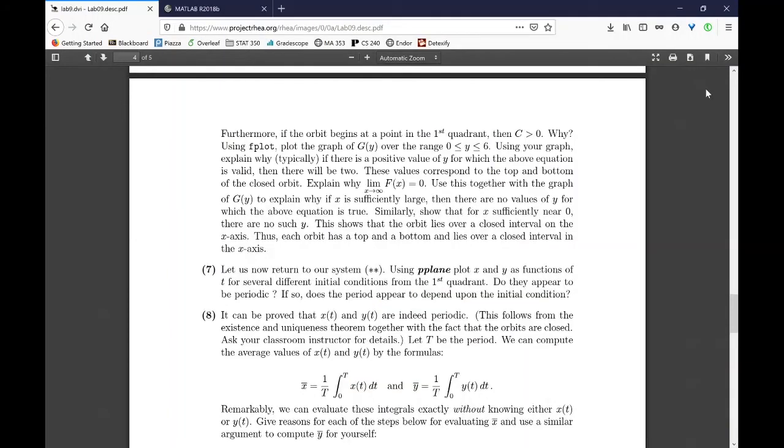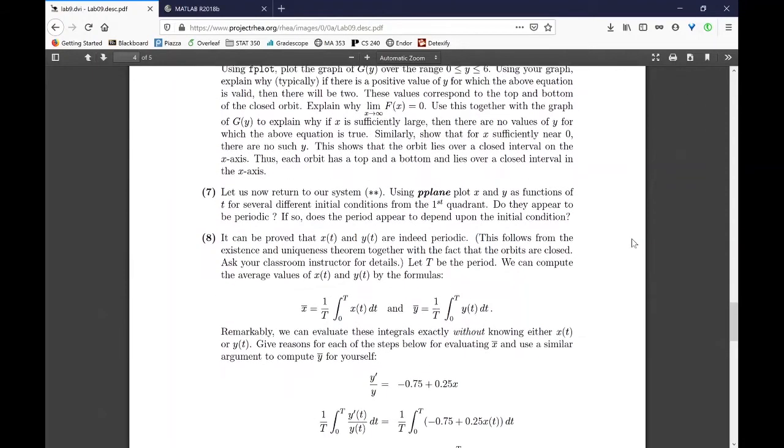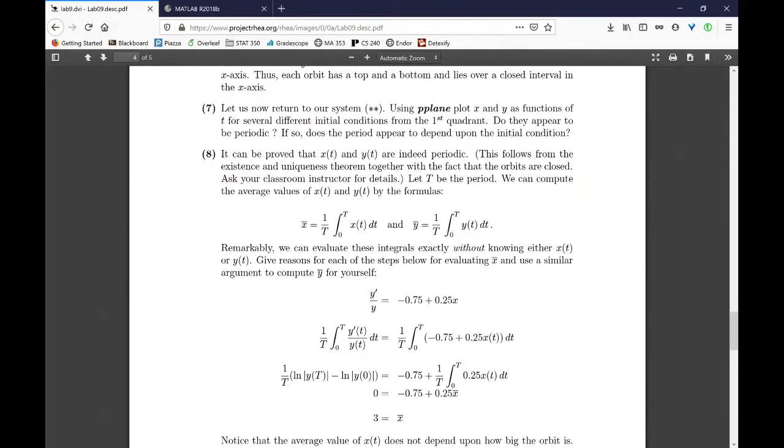Okay, now let's try a numerical proof to prove that x of t and y of t are periodic. So if we let T be the period, we can compute the average values of x of t and y of t by these formulas, right? This is just the average integral for x of t and y of t. Now, we can actually evaluate these without knowing the period, or even knowing x of t.